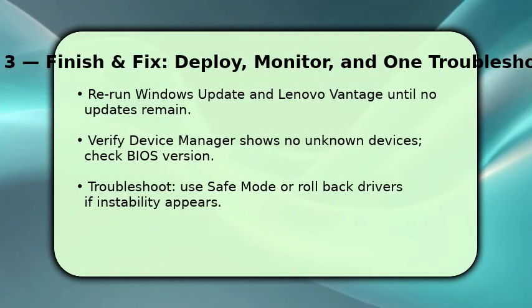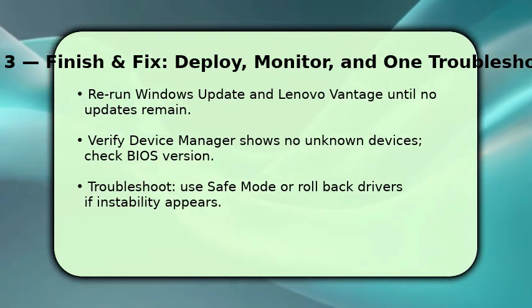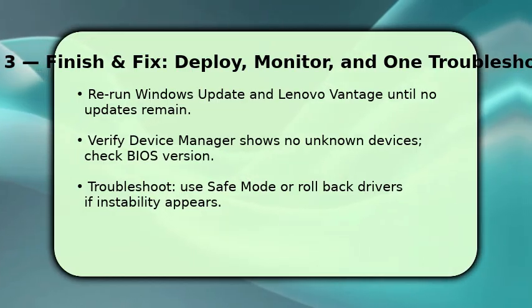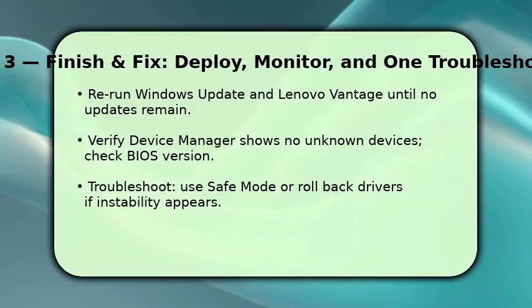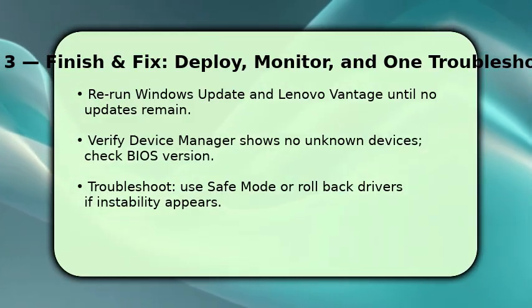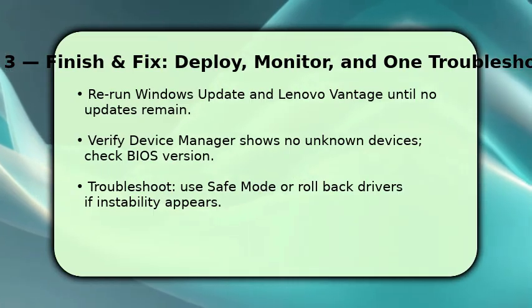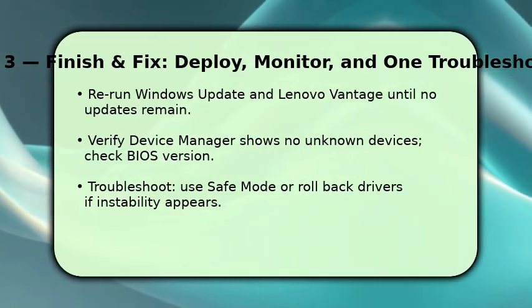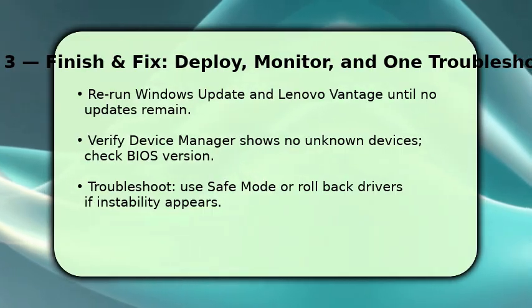Finish by running Windows Update and Lenovo Vantage again, because some updates appear only after reboots. Make sure both report no remaining items. You then verify in Device Manager that there are no unknown devices and confirm the BIOS version matches the vendor notes. If something goes wrong, boot into safe mode to uninstall the latest driver or use System Restore to revert.